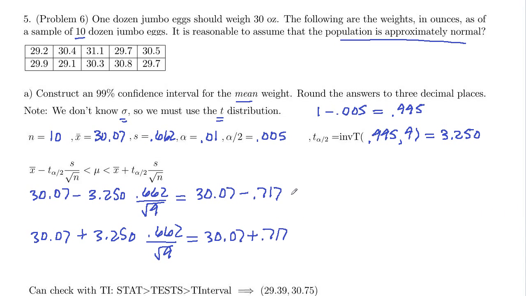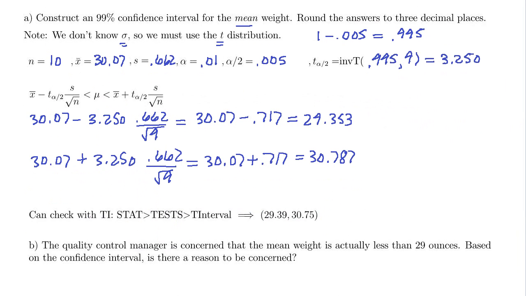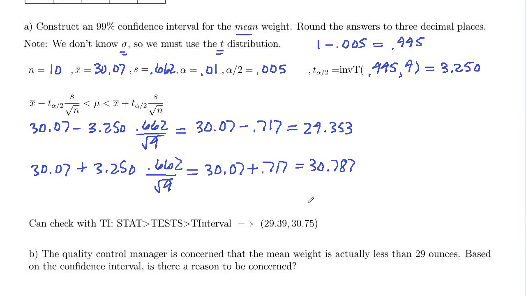And if you subtract that on the calculator, you'll get 29.353. And if you do this addition on the calculator, you will get 30.787. So there's our confidence interval, 99% confidence interval.